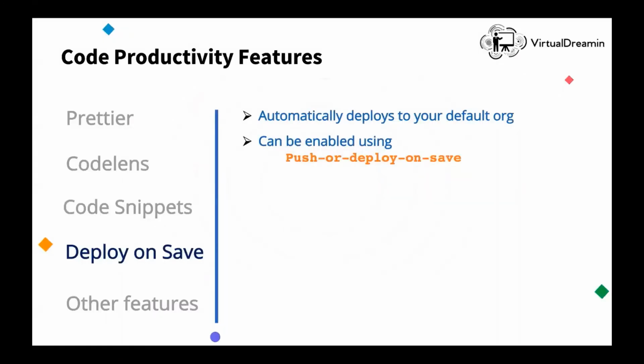Deploy on save is one feature for developers who make changes very frequently, wherein they want to make a change and immediately see how it works. So you can enable deploy on save. What it does is whenever you save your file, it automatically pushes the source code into your scratch org, or deploys the source code into your sandbox.